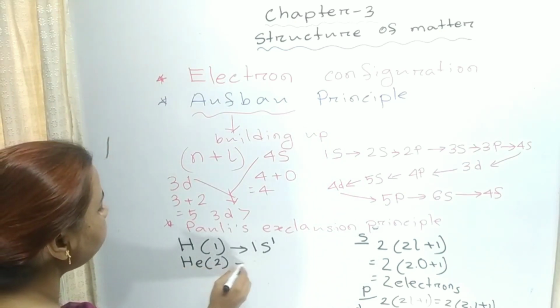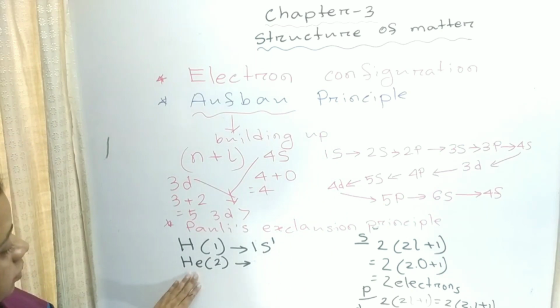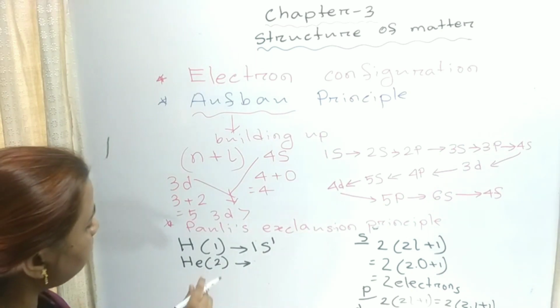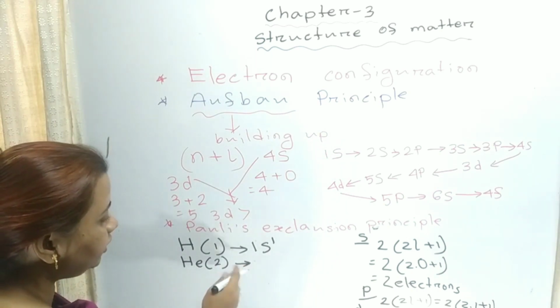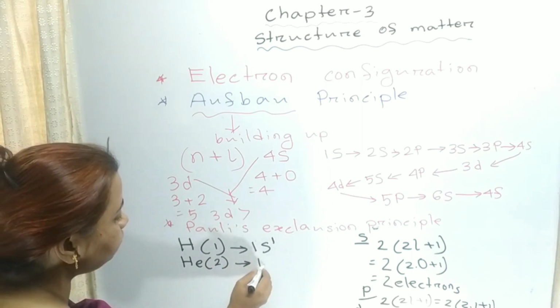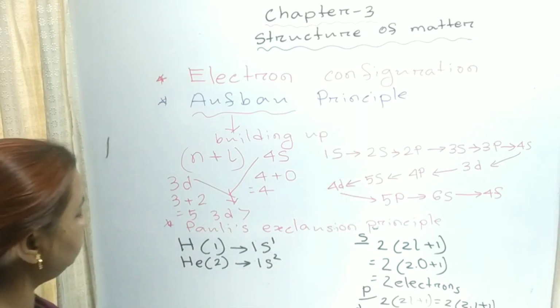The atomic number of helium is 2. So, total 2 electrons. Where will they enter? Into the 1s orbital, 1s2.